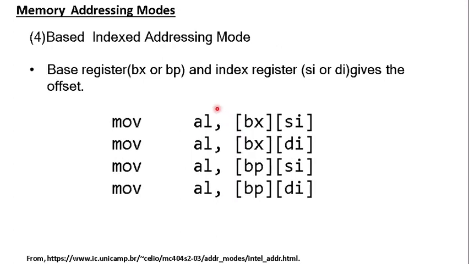The next variant of the addressing mode is the based indexed addressing mode. In based indexed addressing mode, two combinations of registers are used in indirect addressing mode. There will be a base register as well as an index register. We know that BX and BP are the base registers in 8086, and SI and DI are our index registers. So the offset will be distributed across these two registers, and it will give us the final operand's offset. These are the possible combinations in 8086.